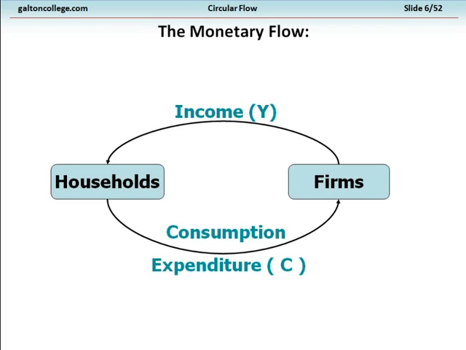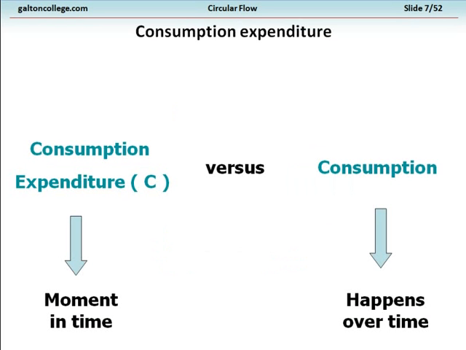And we give the firms consumption expenditure, C. Now, I should point out here, there is a difference between consumption and consumption expenditure. Consumption expenditure happens at a moment in time, and consumption happens over time. When you buy a pair of shoes, you wear the shoes many, many times. You consume the shoes over time, but you bought the shoes at a moment in time. So we're really dealing here with consumption expenditure.